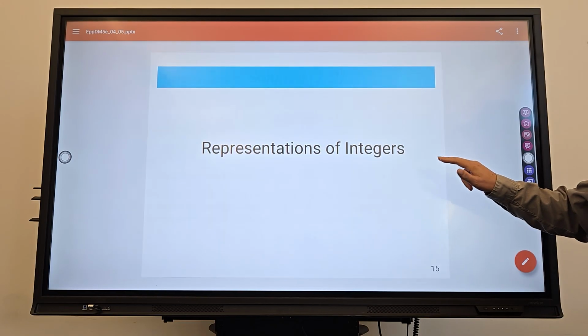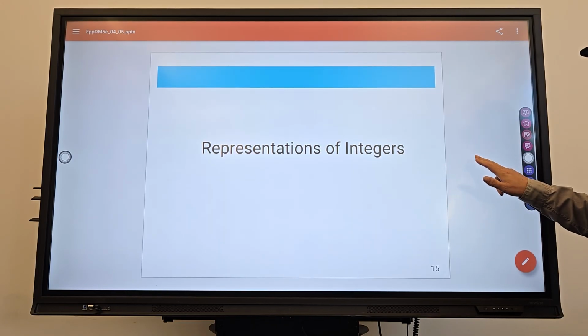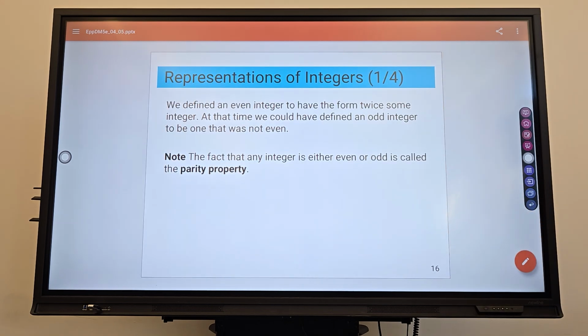We didn't look at that one. Representations of integers. We defined an even integer to have the form twice some integer. At that time, we could have defined an odd integer to be one that is not even. Note, the fact that any integer is either even or odd is called the parity property.